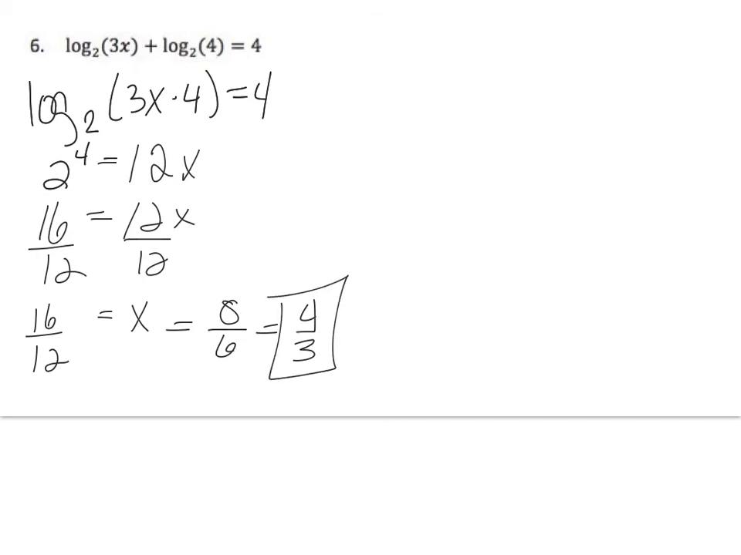Cool? Okay, since 4 over 3, if I plugged it back in, it's always greater than 0. It's not an extraneous solution. But let me show you one more way. Okay, there's always one more way.